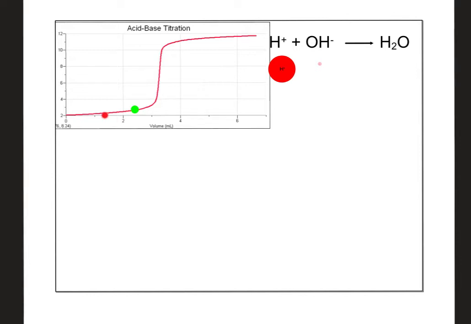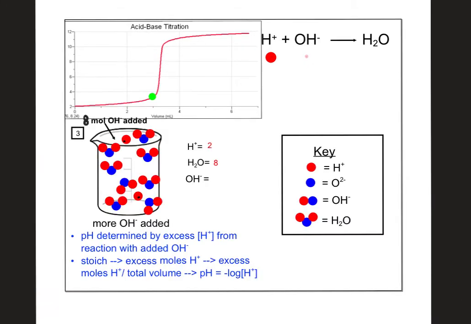So we're going to just keep on going, keep adding hydroxide, right? So we keep having a little bit of excess H plus. So we're going to find the pH the exact same way we did on that last slide. All right, keep going. We're adding hydroxide.